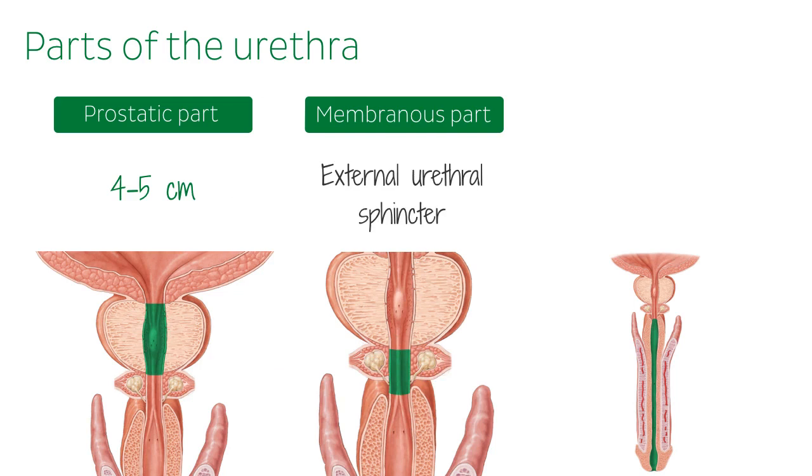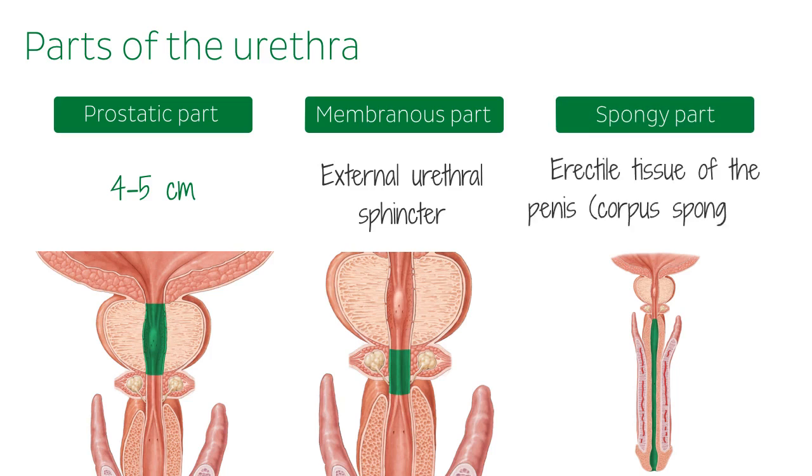Posterior to the membranous part of the urethra, we find the bulbourethral glands, known as the Cowper's glands, which open into the spongy part of the urethra. And the spongy part of the urethra is this one that is highlighted here as the last image, which is surrounded by erectile tissue of the penis, the corpus spongiosum. It is about 15 to 16 centimeters in length.